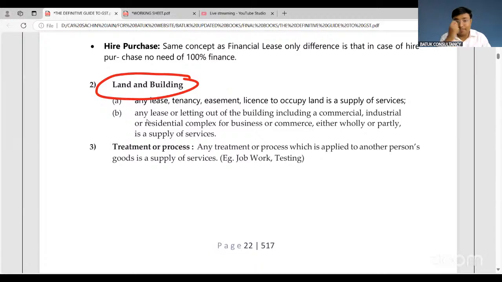Whether the GST will be applicable or not, that means whether the same will be treated as supply of goods or services. Now, sir, we'll take the questions after 10 to 15 minutes. We'll cover certain concepts, then we'll take the questions. So, land and building. In case of lease related to land, that will be treated as supply of services, and yes, GST will be applicable in case of lease.